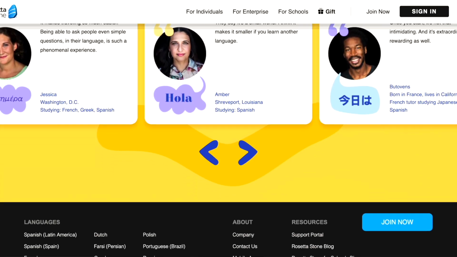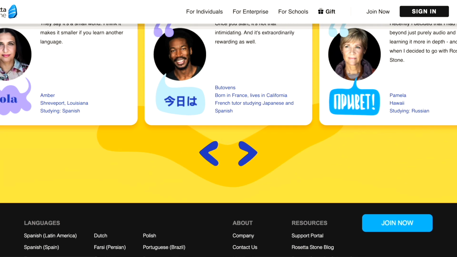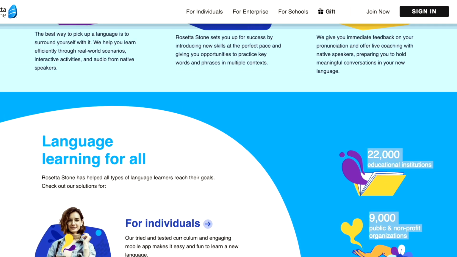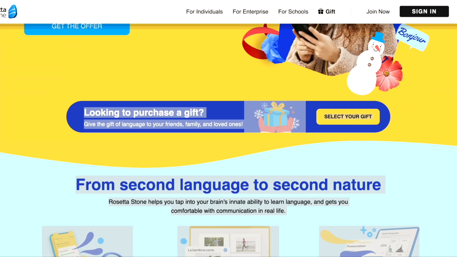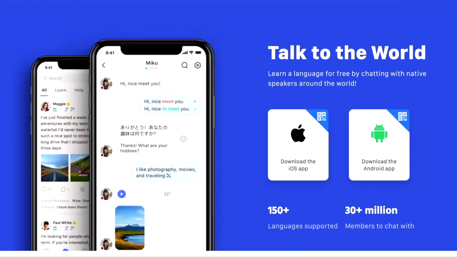The second app that I'm going to be talking about is Rosetta, which will help you with your grammar and pronunciation. I know many of you are worried about accent and pronunciation. This app will help you achieve that clear pronunciation and also clear all of the confusion you have regarding grammar.